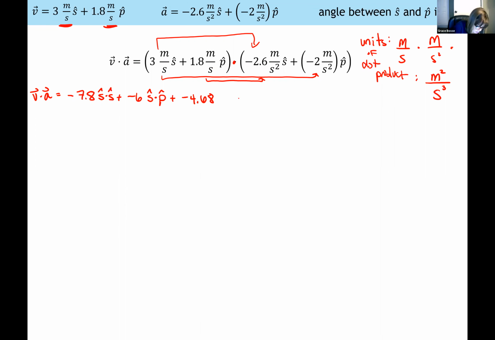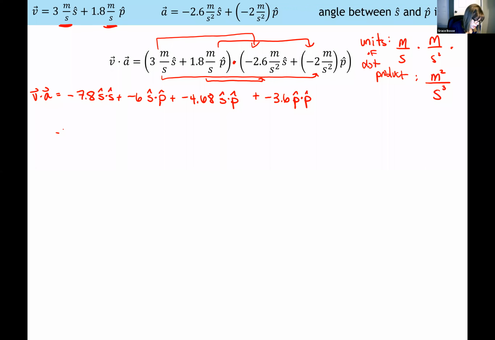And again, it's p hat dot s hat. Doesn't matter about the order, so I'm just going to write s hat dot p hat. And now let's do the last terms. 1.8 times negative 2, and I get negative 3.6 p hat dot p hat.